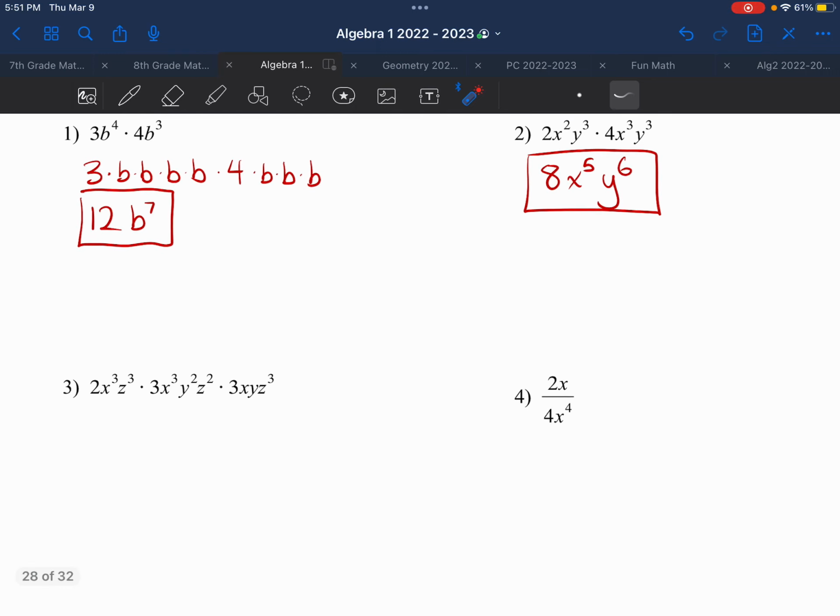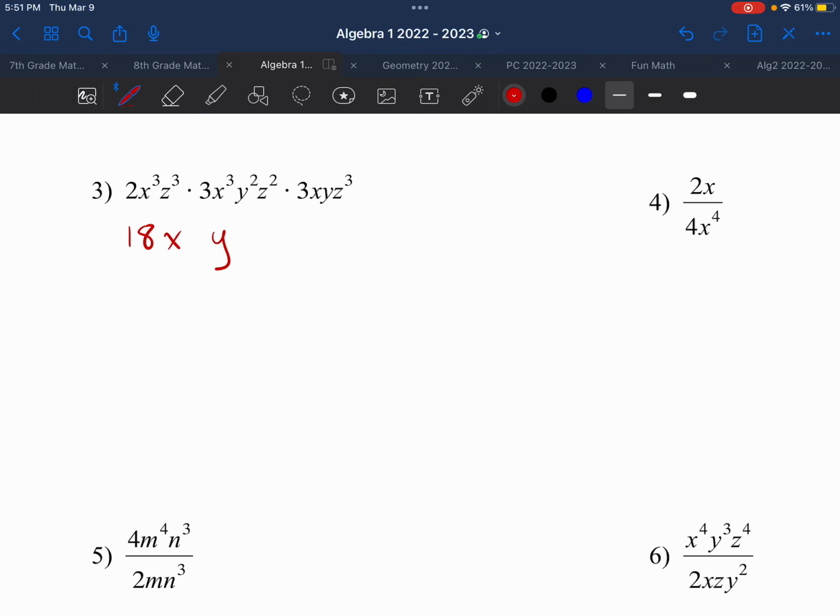And number 3, lots of things happening. I have a 2, a 3, and a 3 in the base, and I can just multiply those together. I'm going to do the 3 and 3 first. So 3 times 3 is 9, and then double 9 is going to be 18. So I have 18. Okay, I have a mixture of x's, y's, and z's. I put a little line through my z's so you don't confuse it for a 2.